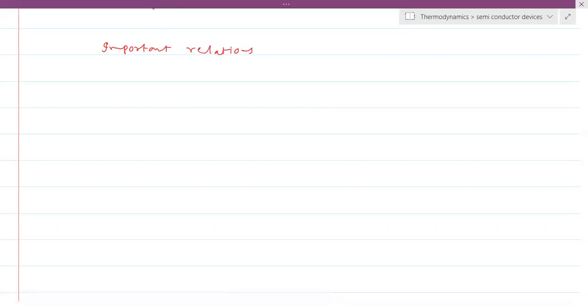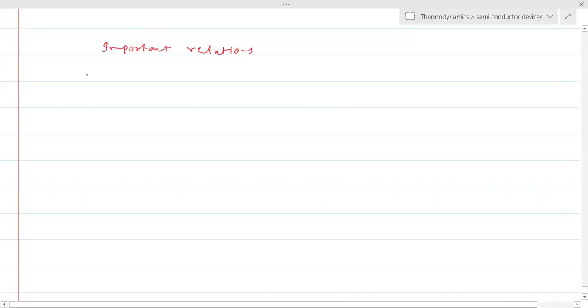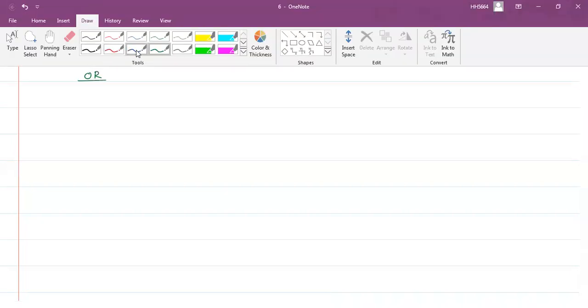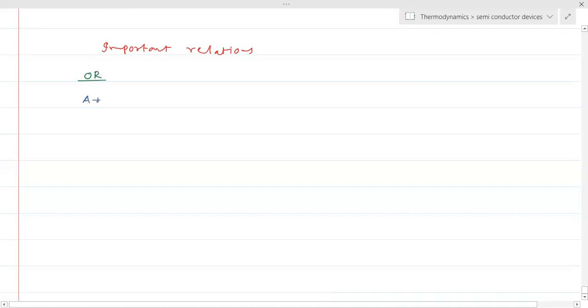We discussed so many last year, but the most important Boolean expressions, again I'm repeating. Of course we studied everything, but for your convenience again I'm expressing important relations. So for OR gate, OR gate means like addition, we are having A plus 0 equivalent to A, and A plus 1.